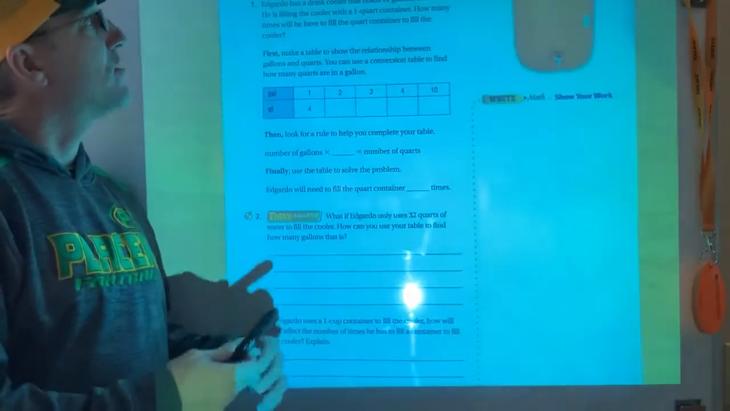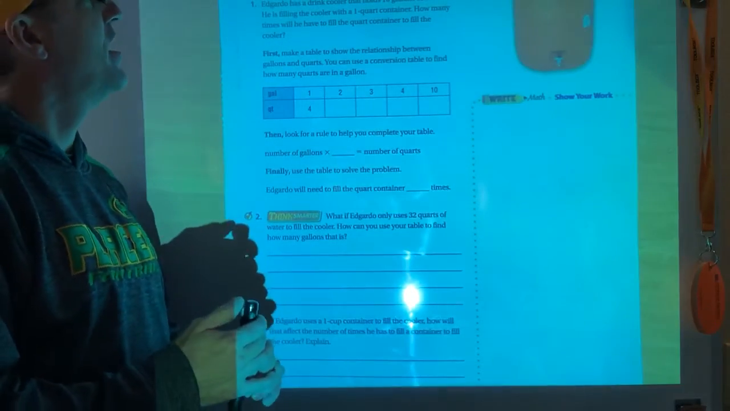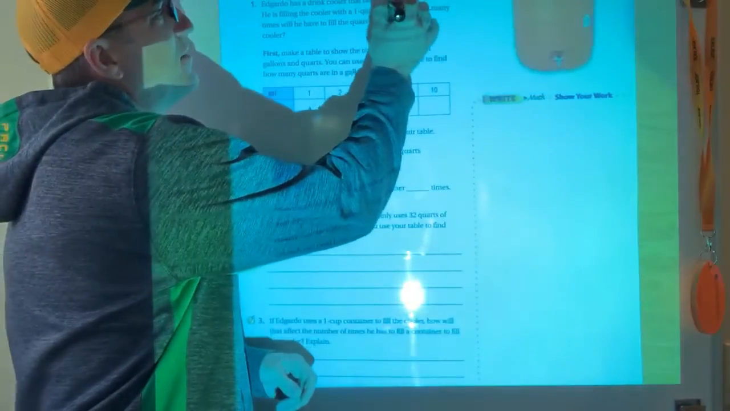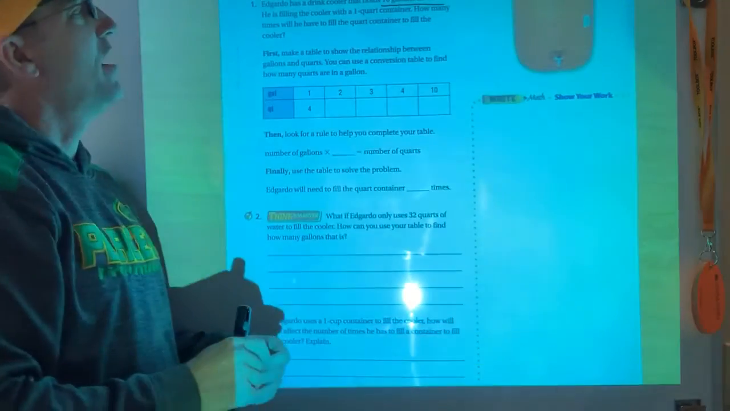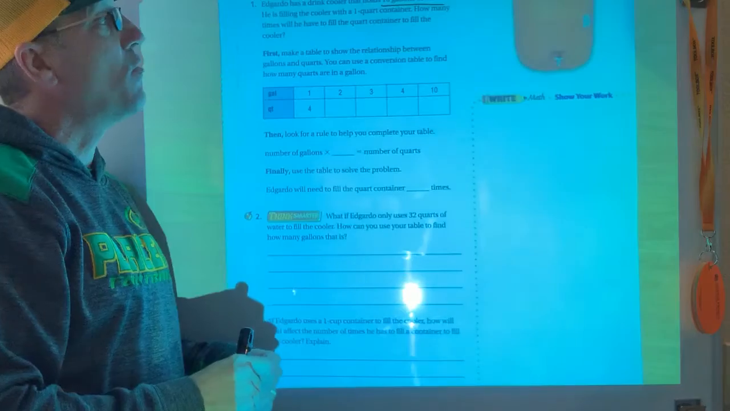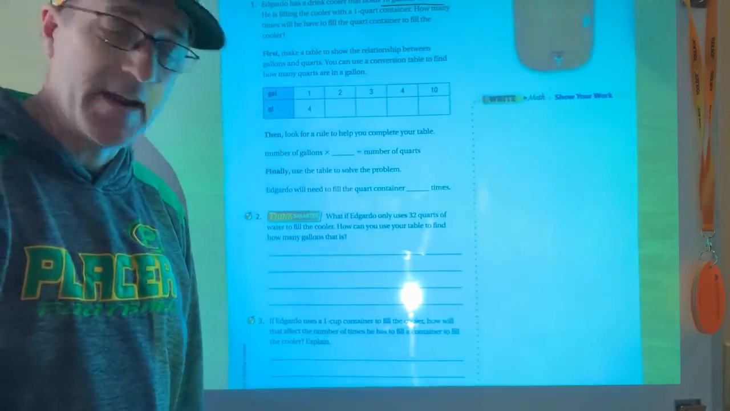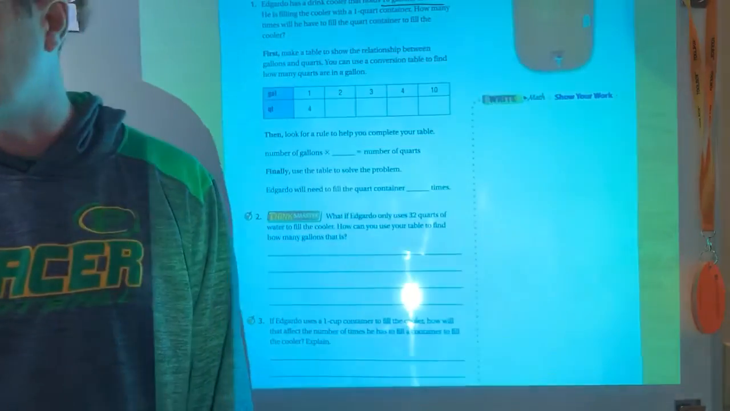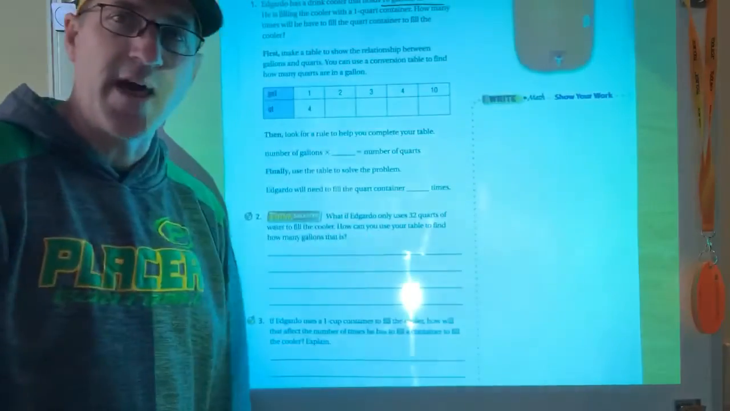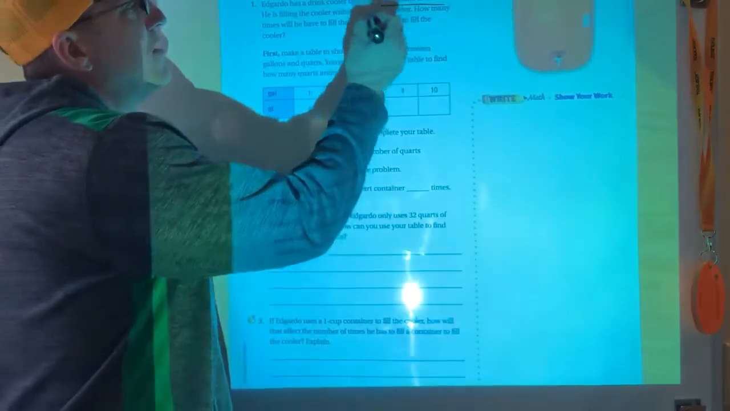Let's take a look. So Edgardo has a drink cooler that holds 10 gallons of water. He's filling the cooler with a 1 quart container. So he's taking a 1 quart container, boom, right? We've all done this. Fill it up a little bit at a time, right? So he's using a 1 quart container.